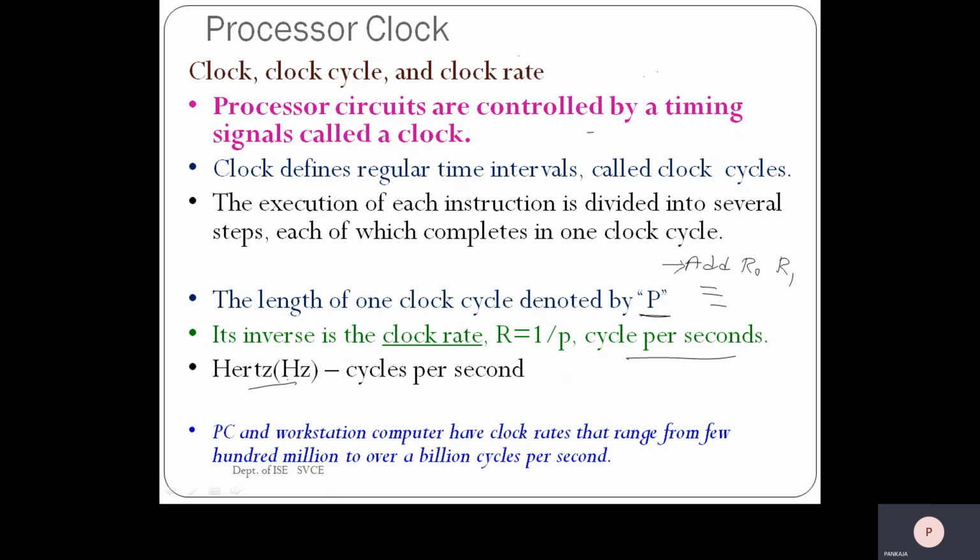Here there is an example of the number of clock cycles it is going to take to perform an operation. For example, PC and workstation computers have clock rates that range from a few hundred million to over a billion cycles per second. This is the speed of the workstation. Based on this, the performance is also going to vary. It is not the same for all systems; for different types of systems, it is going to vary.